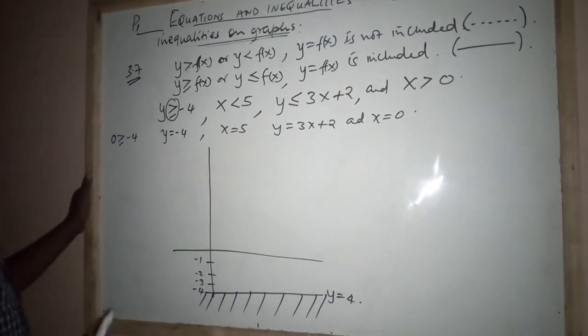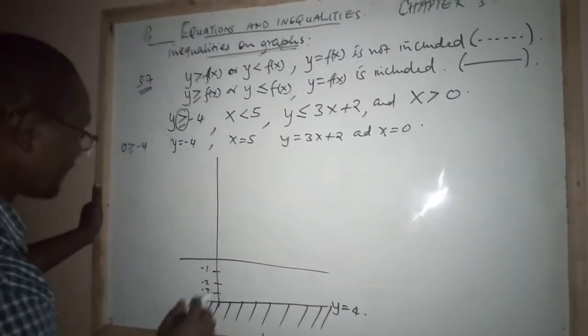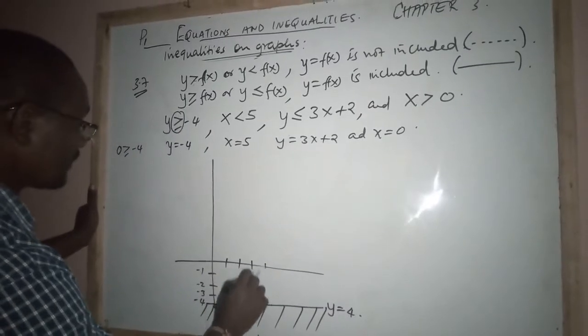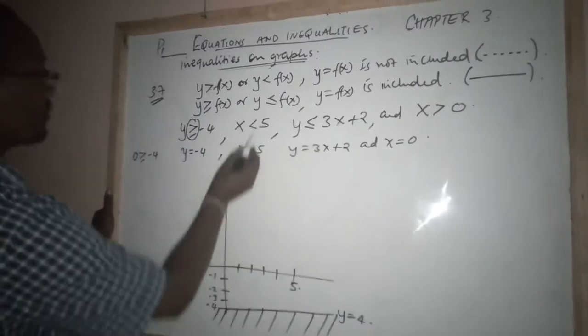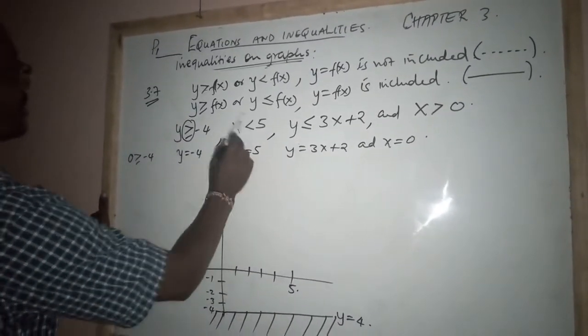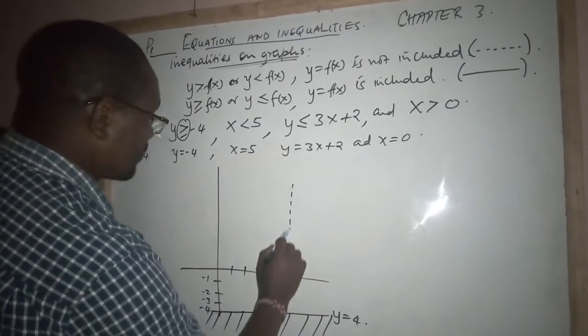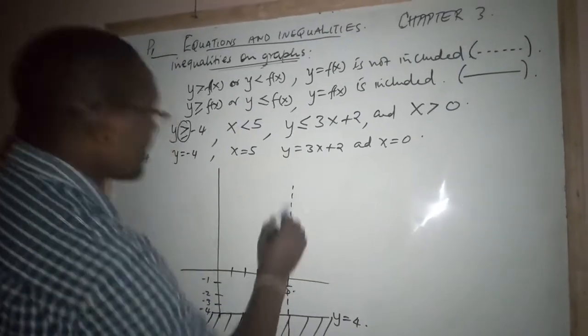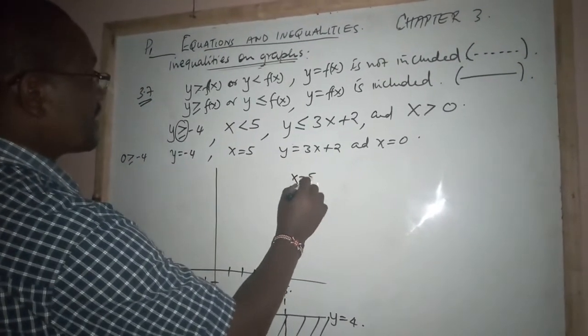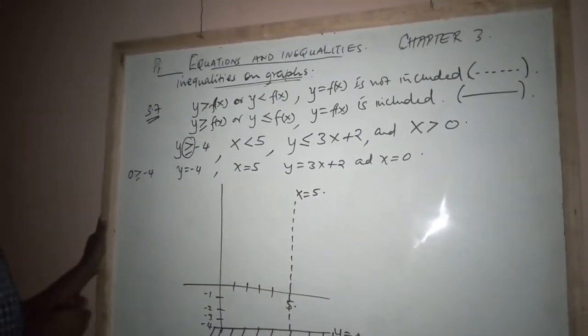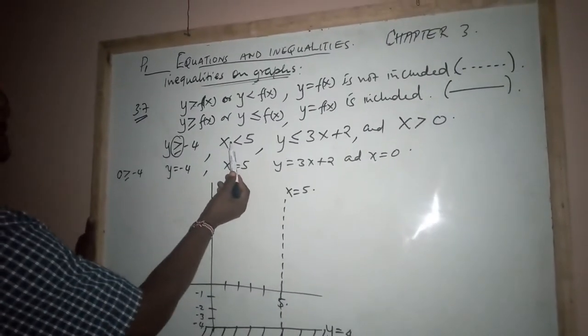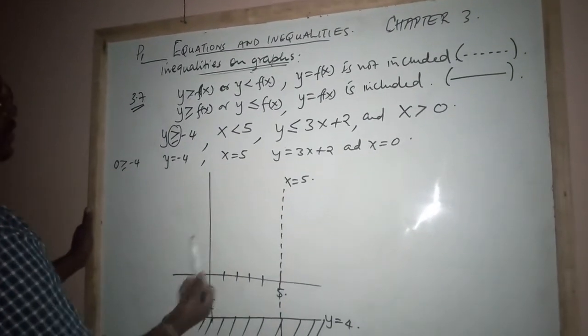Let's go to x is equal to 5. 1, 2, 3, 4, 5. x is equal to 5. Is the line broken or continuous? Broken. So we should have something like this. But always name the line. We need all the values when x is less than 5. Of course, it goes without saying.